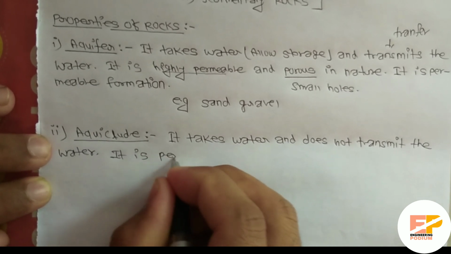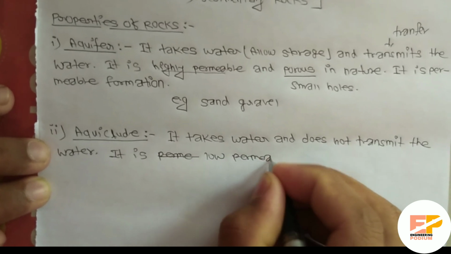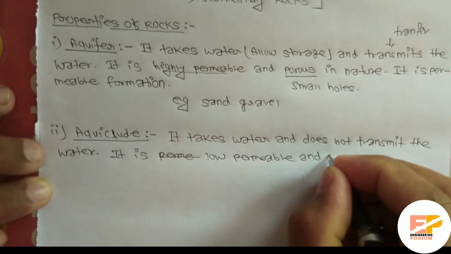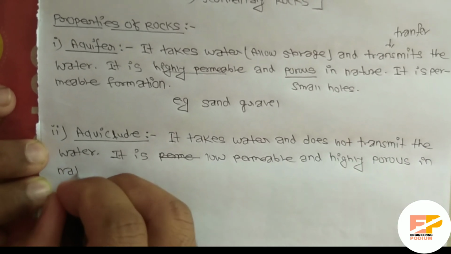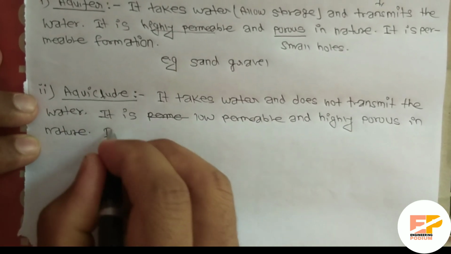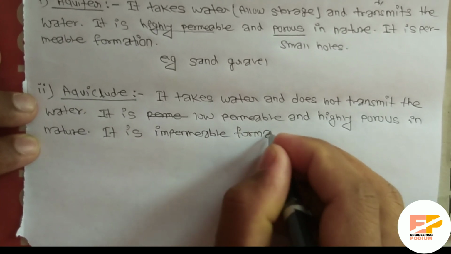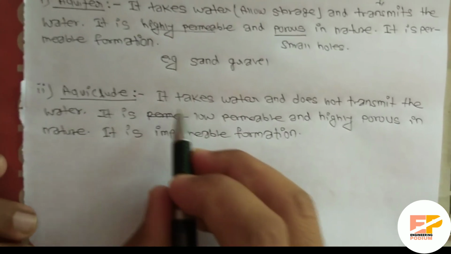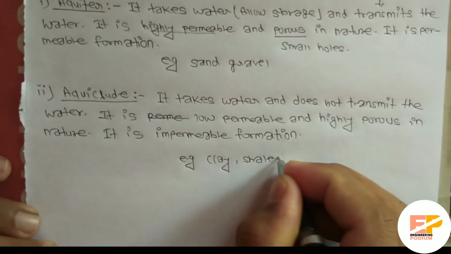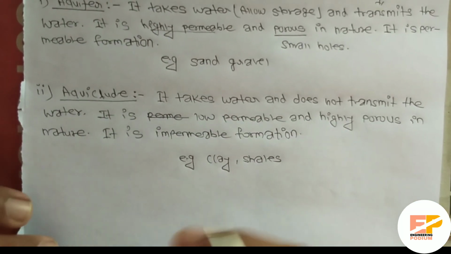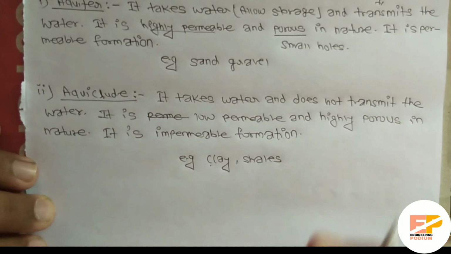It is low permeable and highly porous in nature. It is an impermeable formation. It means it takes the water and doesn't transmit the water. You can take as examples clay and shale. Clay takes the water and it doesn't transmit it fully, it will store some water. So that is the best example, clay. And shale is a type of schist, you can say.